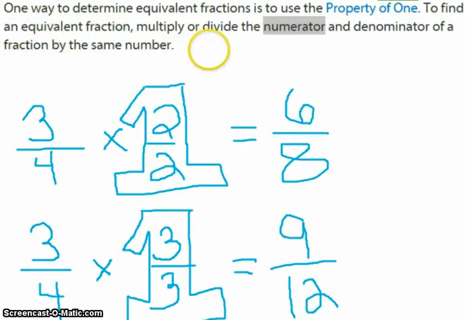Okay, so one way to determine equivalent fractions is to use the property of 1. To find an equivalent fraction, we multiply or divide the numerator and the denominator of a fraction by the same number. Now, don't make fun of my property of 1s right here, but if you take 3/4 and you multiply by 2 in the numerator and 2 in the denominator, you're going to get 6/8. And if you take 3/4 and you multiply by 3 in the numerator and the denominator, property of 1, you'll get 9/12.